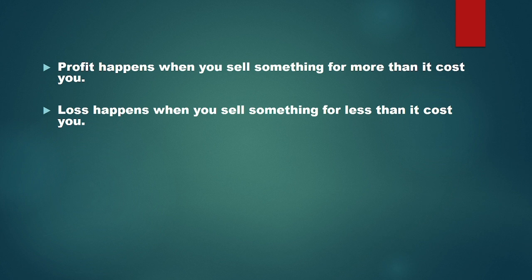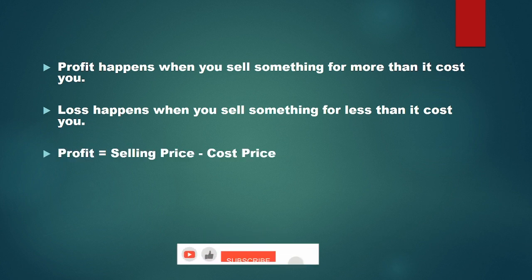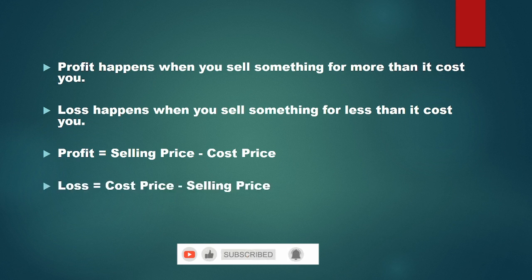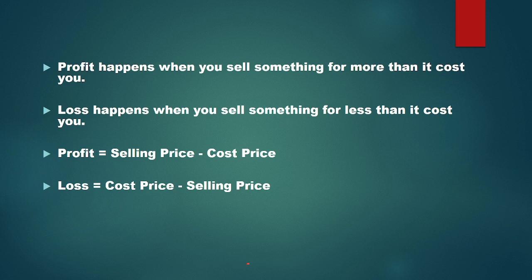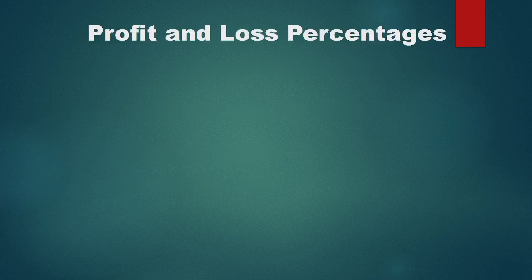We calculated profit and loss using these formulas. Profit is equal to the selling price minus the cost price, while loss is equal to the cost price minus the selling price. Don't forget these formulas because we will be needing them in calculating profit and loss percentage. That's simple, right? Now, let's see how we can find the percentages.